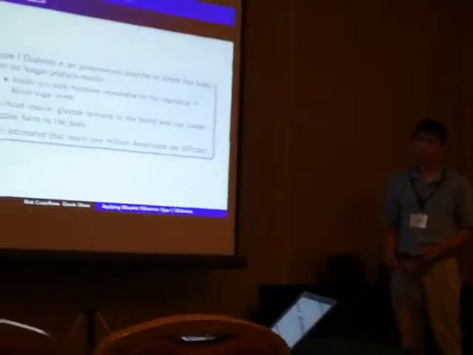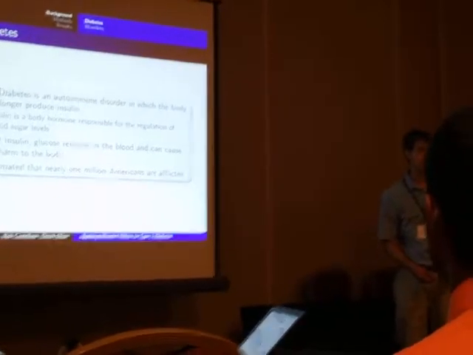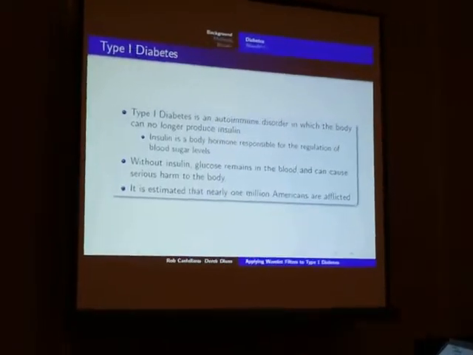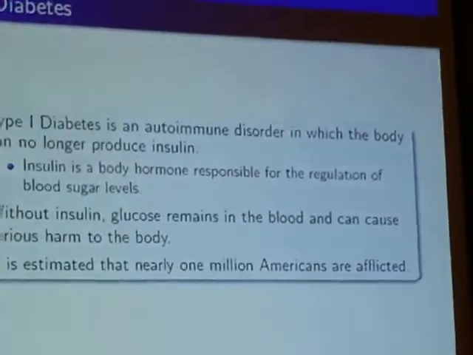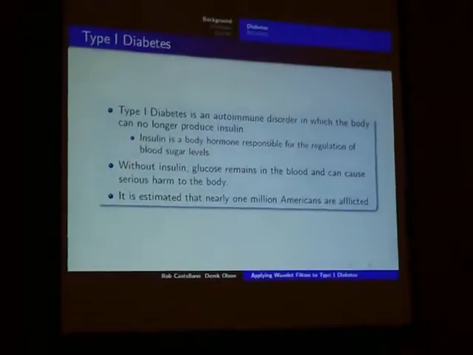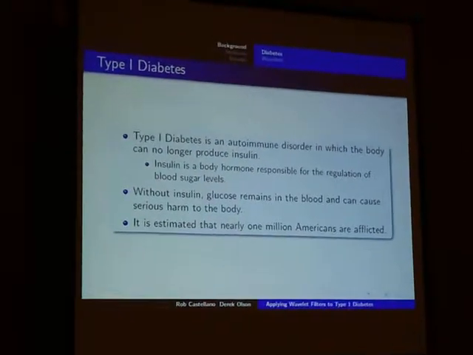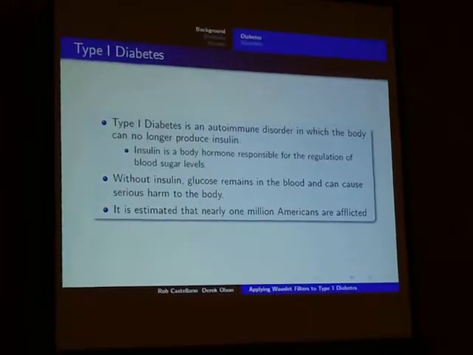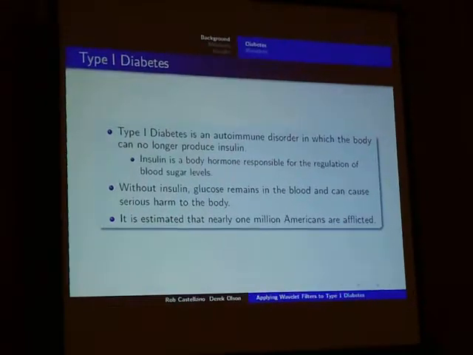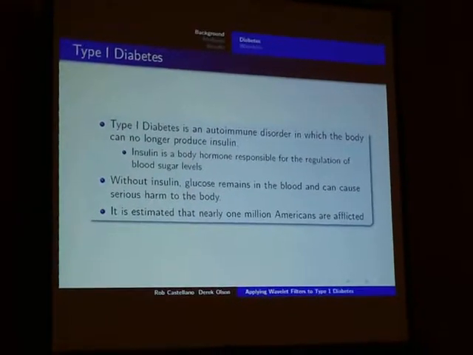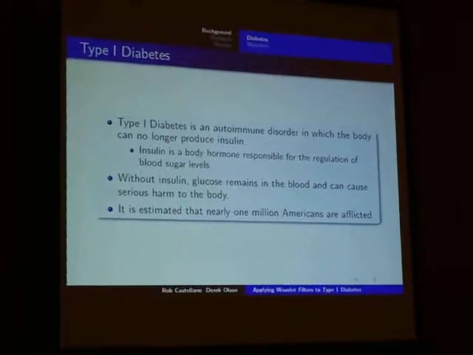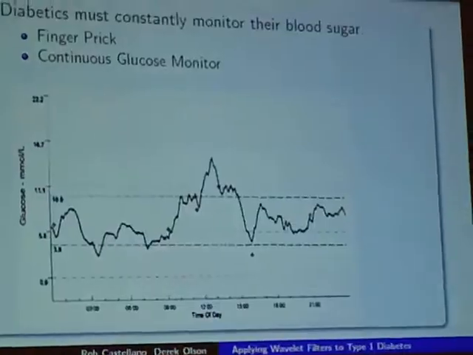So the first thing we want to do is introduce you to diabetes and what the disease entails. And there's actually 2 types. There's type 1 and type 2. In our research this summer, we've only been looking at type 1 diabetes. So when we refer to diabetics or diabetes, we're just referring to type 1. This is an autoimmune disorder in which the body can no longer produce insulin. And insulin is the body hormone responsible for the regulation of blood sugar levels. Without the insulin, glucose, or sugar, remains in the bloodstream, and over time, it can cause serious harm to the body. Estimates show that nearly 1 million Americans have this disease.